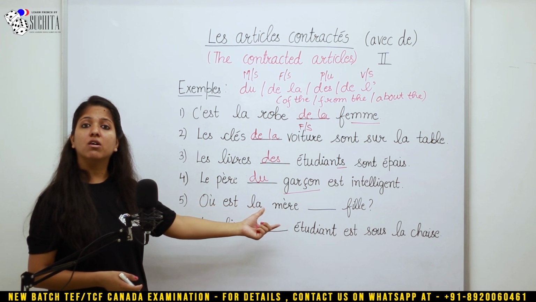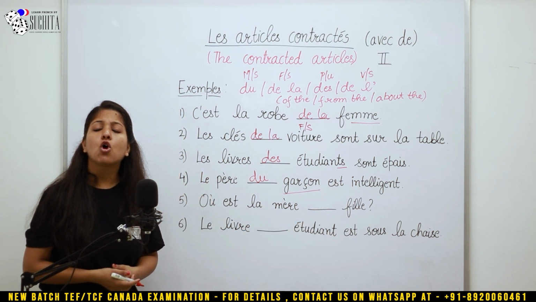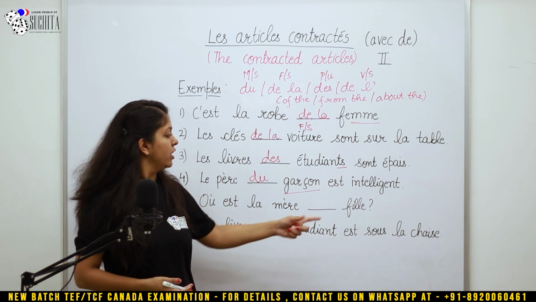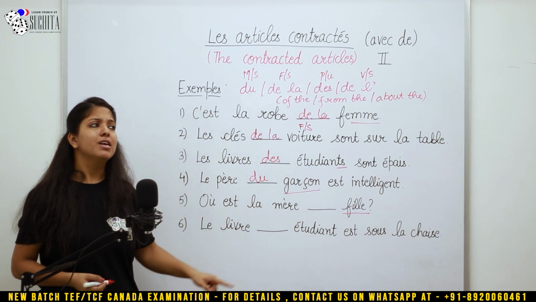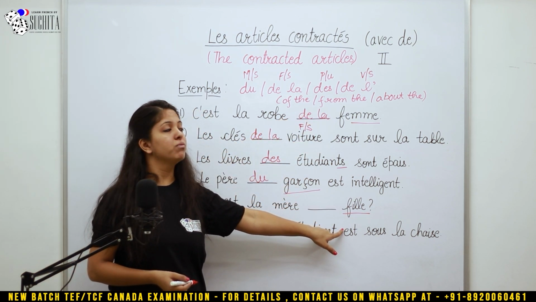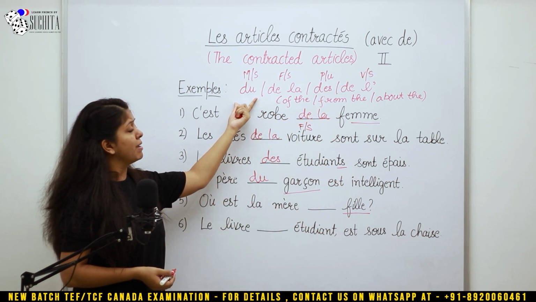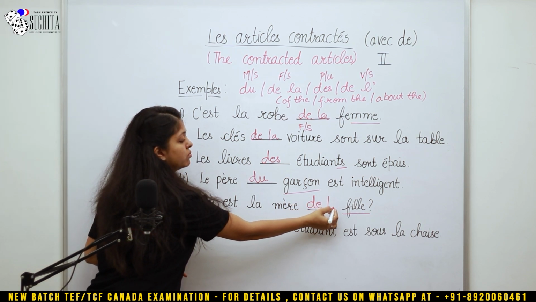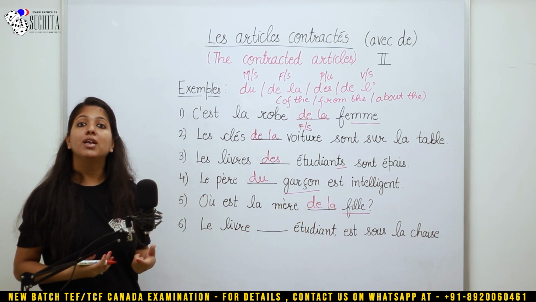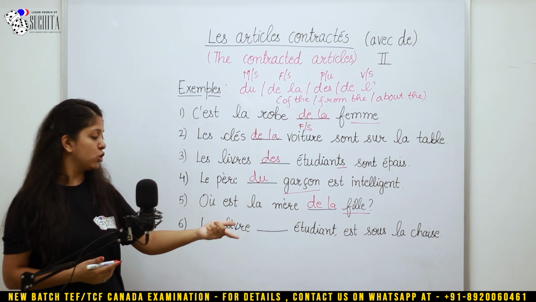Où est la mère? Where is the mother? Fille. Where is the mother of the girl? Now you will look at the word which is next to the dash. Fille. Is it plural? No. Does it begin with a vowel? No. Masculin ou féminin? Là c'est féminin. Girl, that's féminin. So, où est la mère? De la fille, of the daughter.